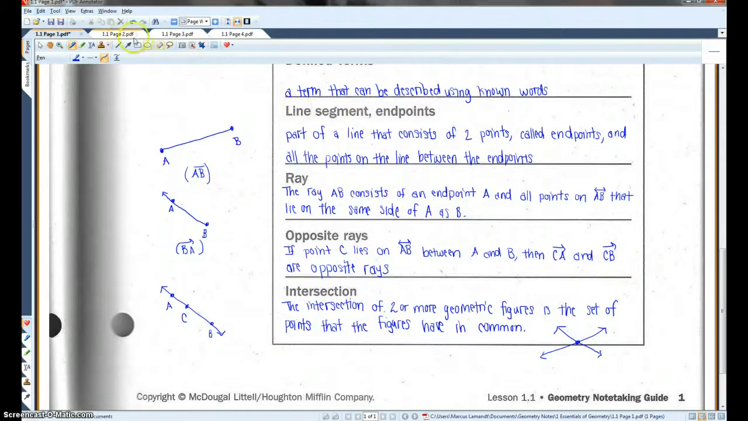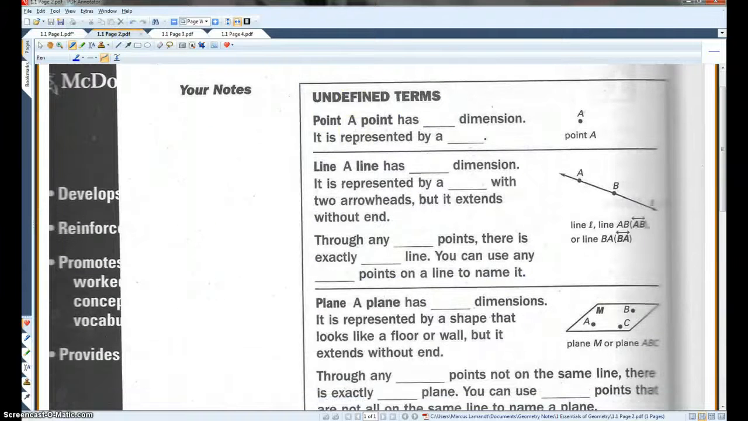Okay? Alright, let's go on to page 2. Okay, undefined terms. A point has no dimension.